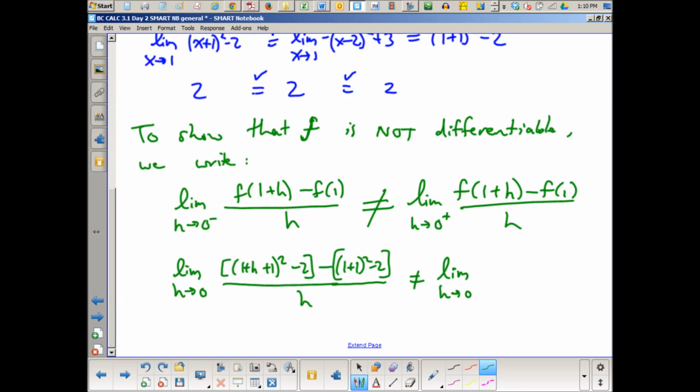And then let's look at the right side limit as well. So for the right piece, it's negative. It's supposed to be x minus 2, but we're putting in a 1 plus h. 1 plus h minus 2 squared plus 3 minus, and then 1 minus 2 plus 1 minus 2 squared plus 3, all over h. So that's a square right there.